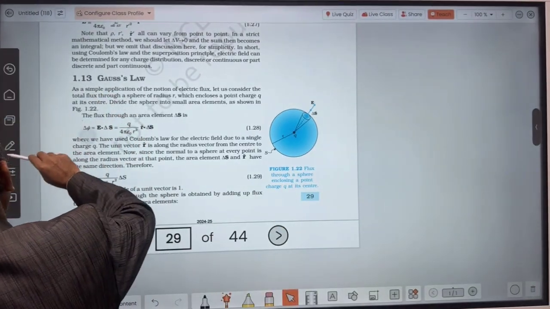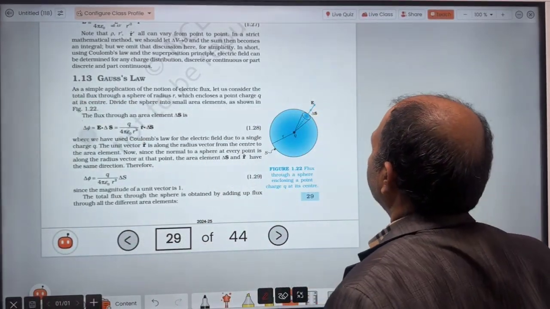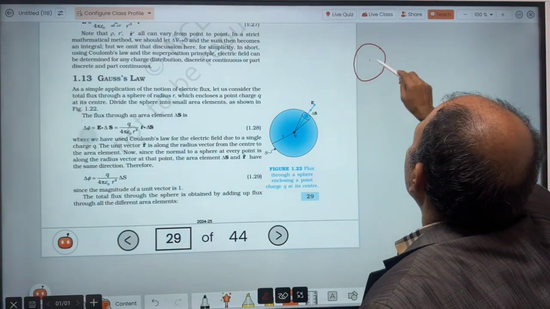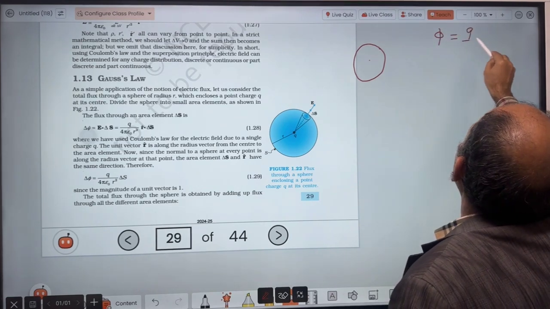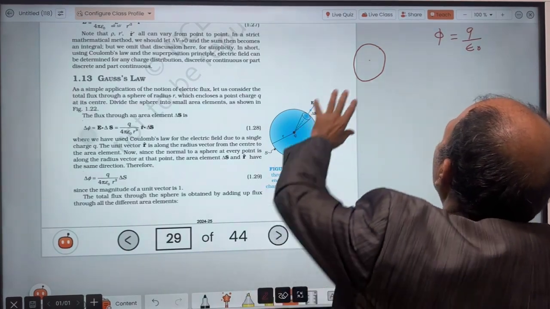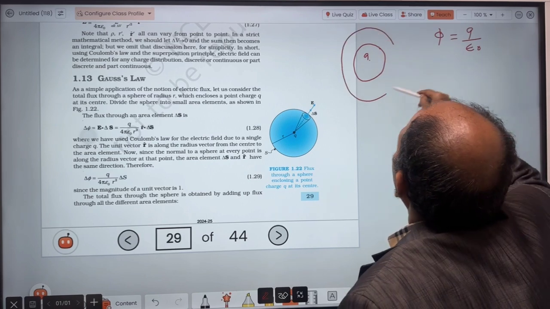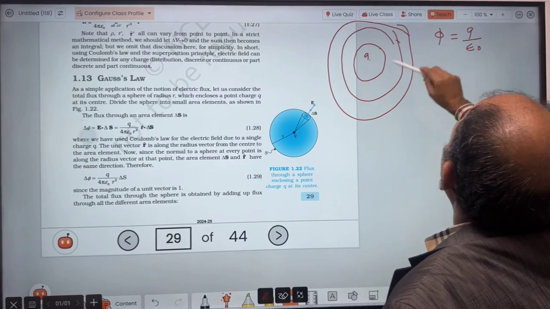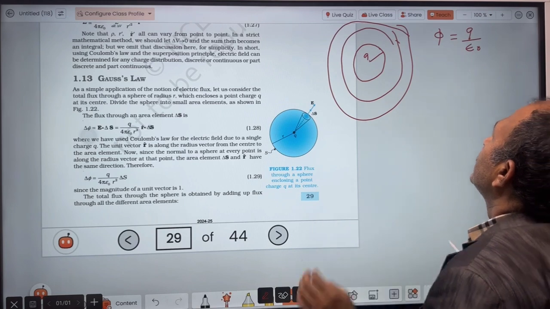Now, here we are going to study about Gauss law. Gauss law is used to calculate total flux. If charge is enclosed inside a body, then what is total flux? So phi is given by charge divided by epsilon naught. It does not depend on the radius of the sphere. If charge is q and you take this much sphere or this much sphere, that does not matter, because it depends on charge only. It does not depend on the body enclosing the charge.